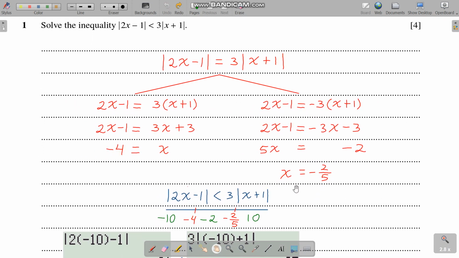So there's no need to check in this case because we have modulus on both sides. Of course, if you plug in, the solutions will satisfy the modulus equation.